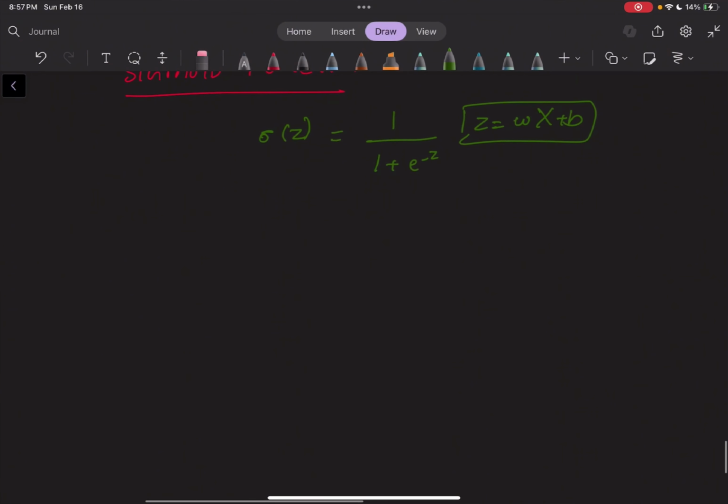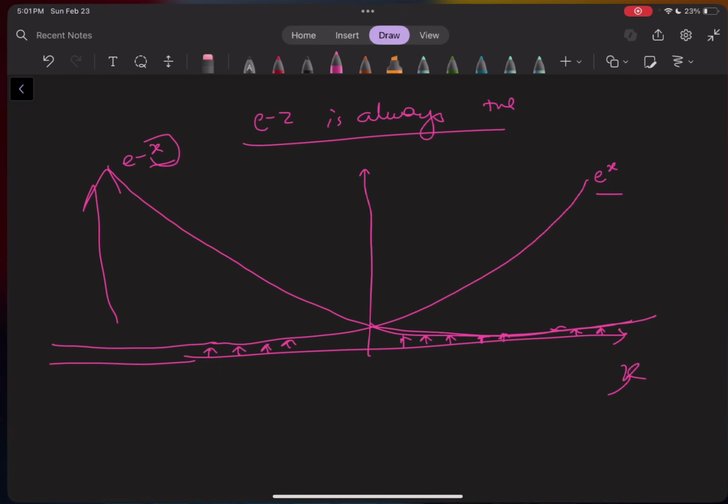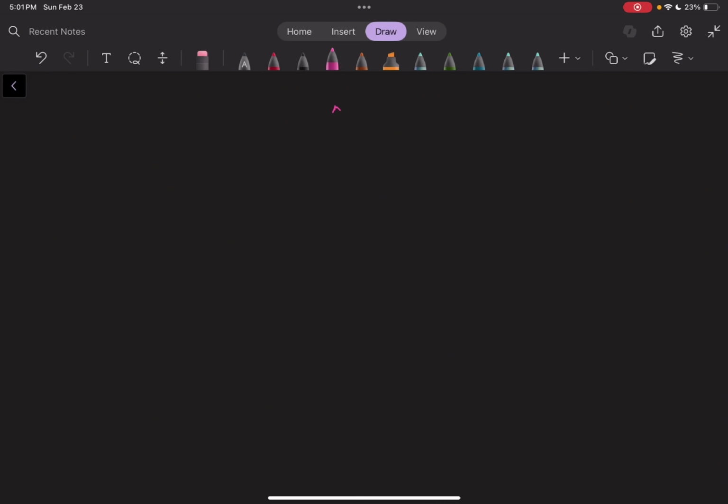If we have a positive exponential, then no matter what z is, this will always be positive. That means e to the power negative z will always be greater than 0. I realized that I forgot to provide an intuition for why e to the power negative z is always positive. Sorry, not always 0. Okay, why?